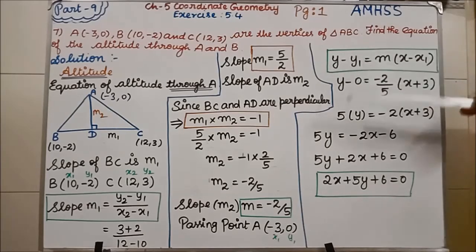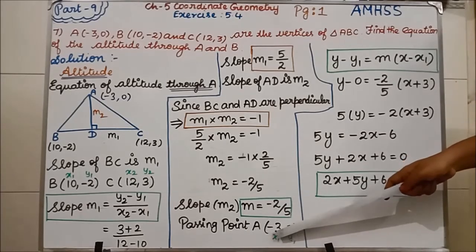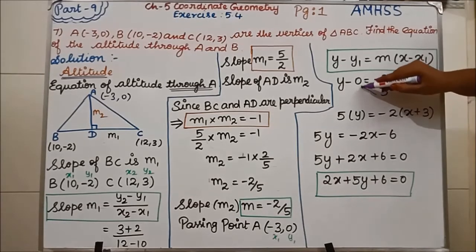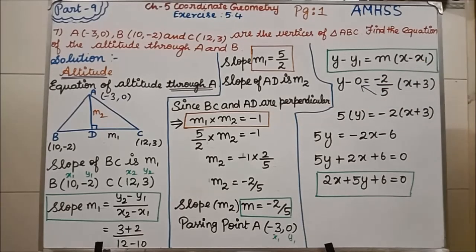Now y minus y1. y1 is our 0. So y minus 0 equal to m, which is minus 2 by 5. Minus 2 by 5. X minus x1. x1 is what? In the formula there is one minus, and in minus 3 we are having another. So that minus minus will become plus. Clear? So y minus 0 is what? Y. The next step what we are doing? We are doing the cross multiplication with this 5. Clear? So y minus 0 is y. So this 5 if you multiply we will get 5y is equal to minus 2x plus 3.